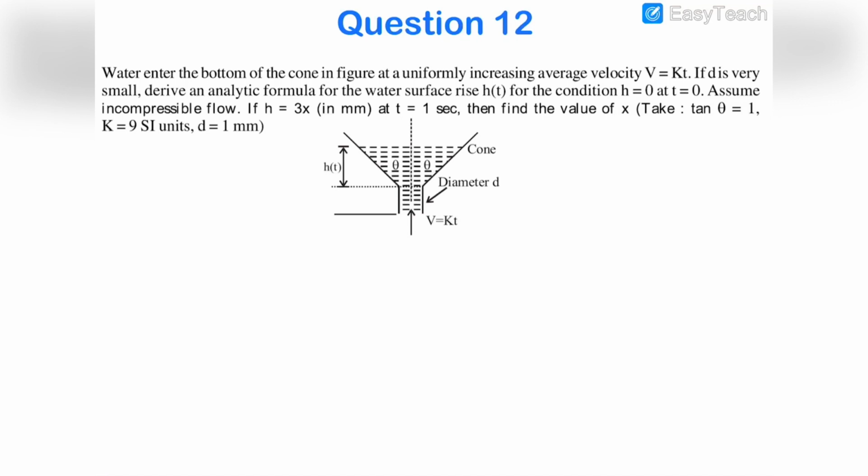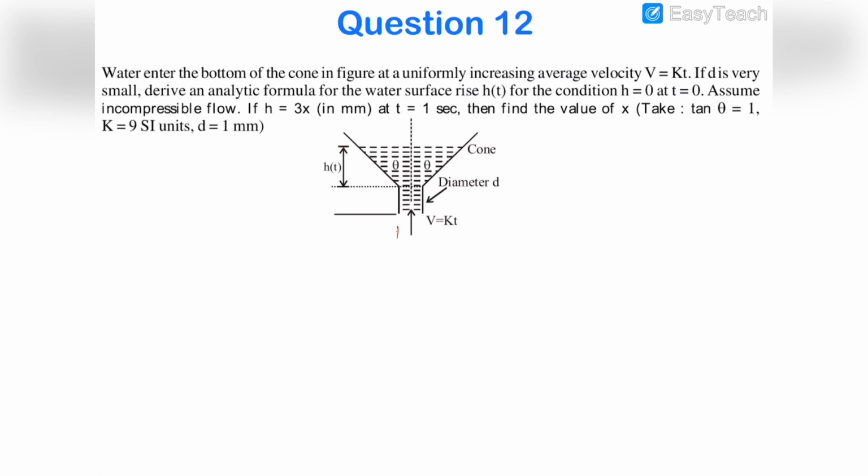In this question, you can see that there is a conical container whose bottom is like a small tap, and the water is entering from this tap with a velocity kt, which is variable with time. So we have to write down the formula of h as a function of time, and also find out the x, where h is 3x when time t is 1 second. So what we should do is first of all use the continuity equation.